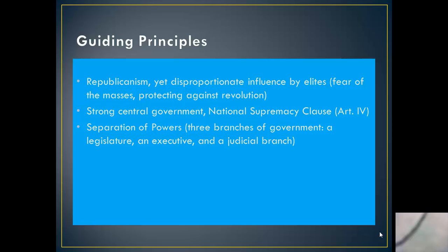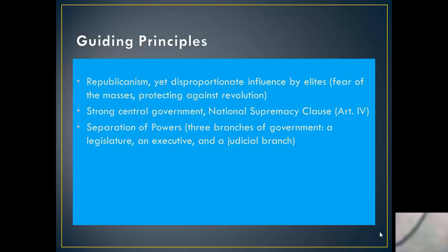In fact, many of the framers, Alexander Hamilton would be a really good example, were really afraid of the masses, were really afraid of allowing the masses, the mob, that's a term he often used, of having too much influence over government. It was a government with a strong or much stronger central government, and it was a government based on the idea of separation of powers, 3 branches of government, a legislature, an executive, and a judicial branch.